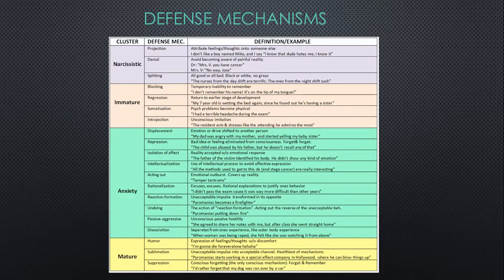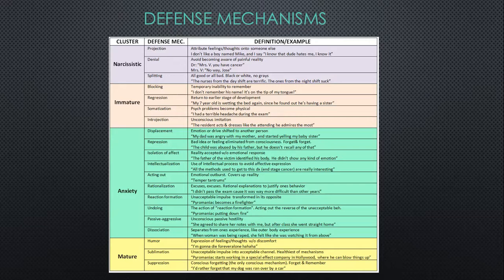Then we have our immature defense mechanisms, and these are things like blocking, which is a temporary inability to remember something, often that's very painful or traumatic. Regression, where you return to an earlier stage of development. So the example provided here is when somebody has another child, their older child who has gone beyond potty training may start to wet themselves again. We have somatization, where psychiatric problems present as a physical symptom. So we see this a lot with children that may be anxious or have depression. They start to complain of headaches and stomach aches. Or we can have introjection, which is unconscious imitation.